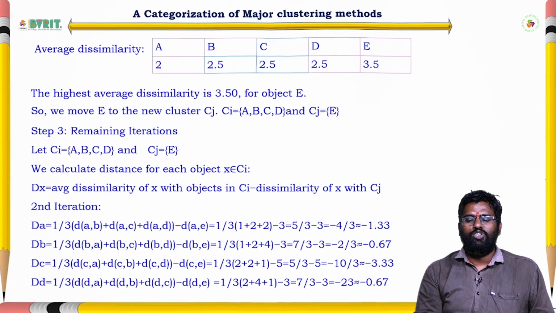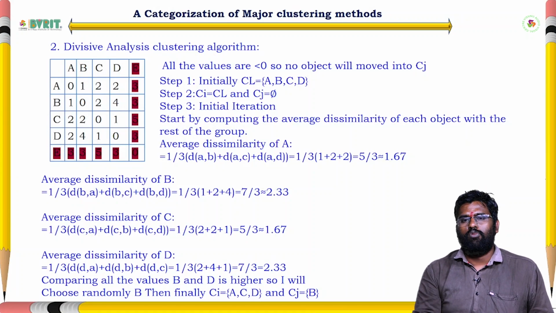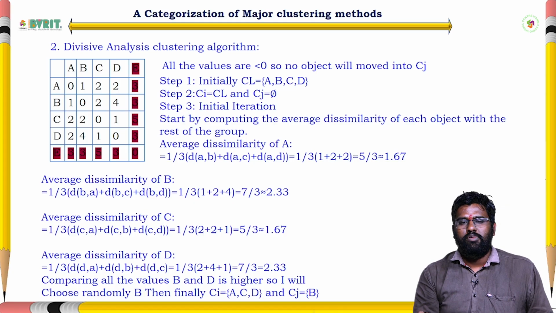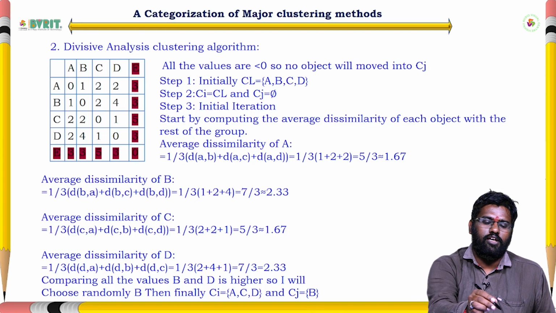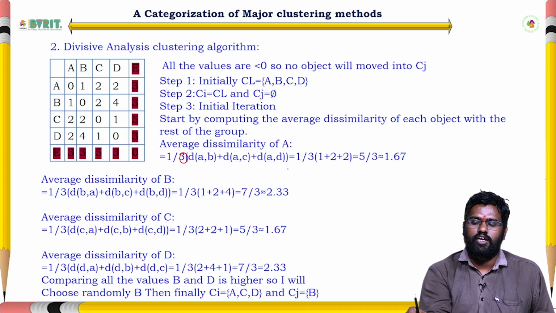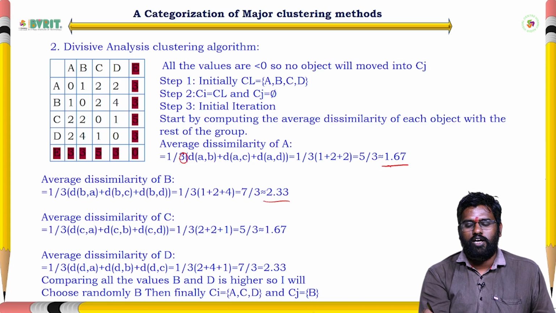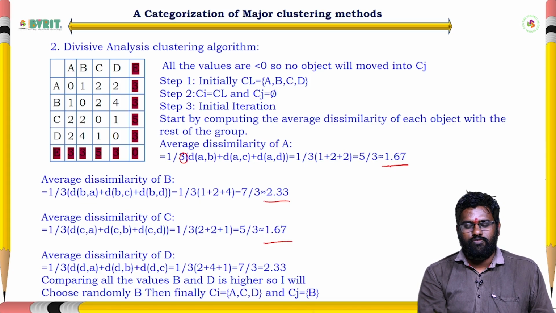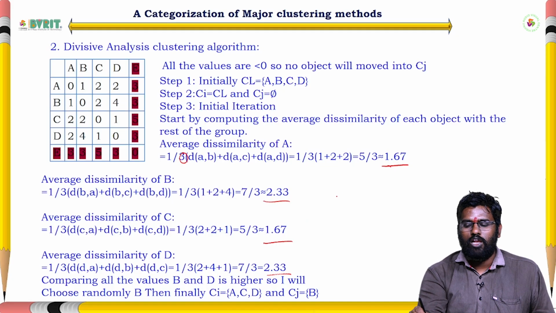Now I will show you one by one. E is already done, and A, B, C, D remain. Now again we do the same process. We take only A, B, C, D and calculate the average dissimilarity. A is already considered, so we have only 3: B, C, D. Taking those, we get 1.67, then 2.33, and 1.67. And finally the average dissimilarity of this one is 2.33. These values are all greater than 0.